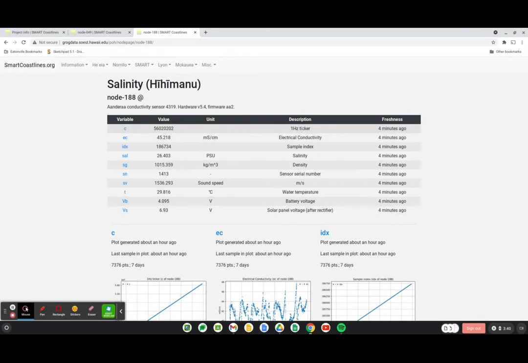In this column, we see the description for the particular parameter of interest. And then in the last column here, we see how recently this data point was collected. And we see that this was collected just 4 minutes ago. So this is live data.